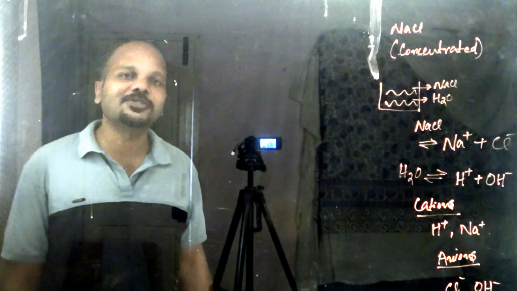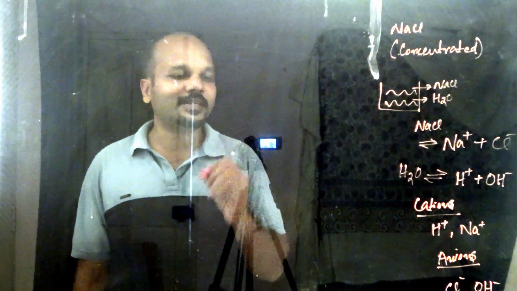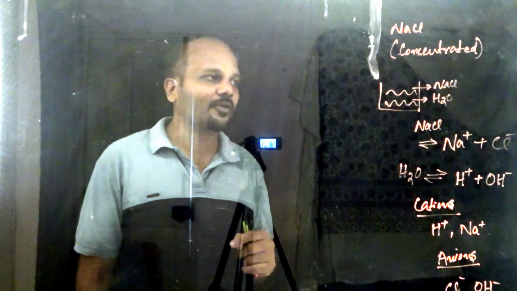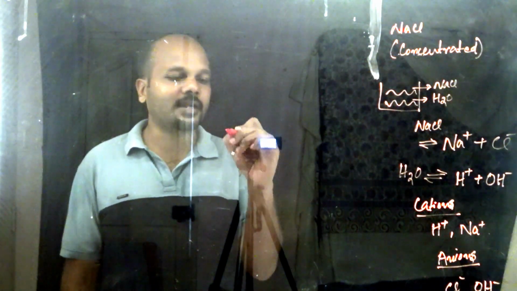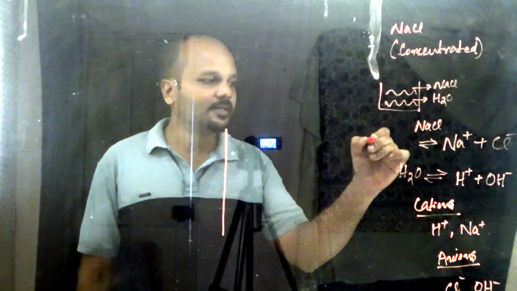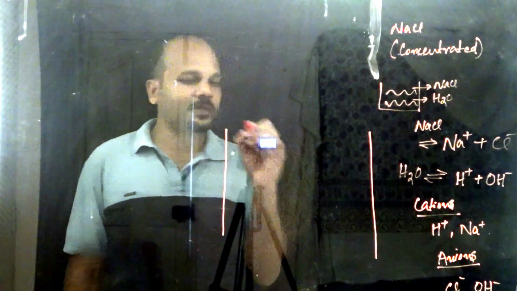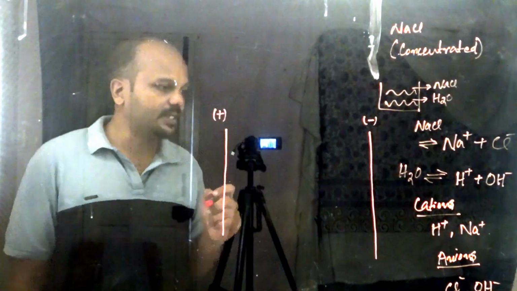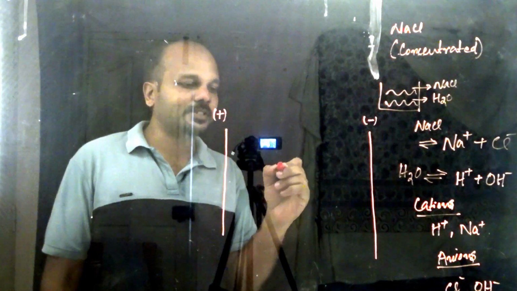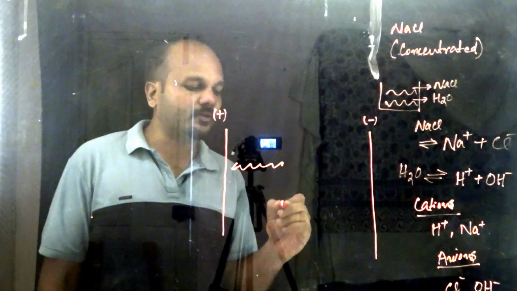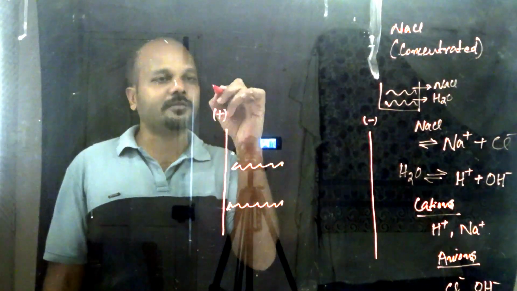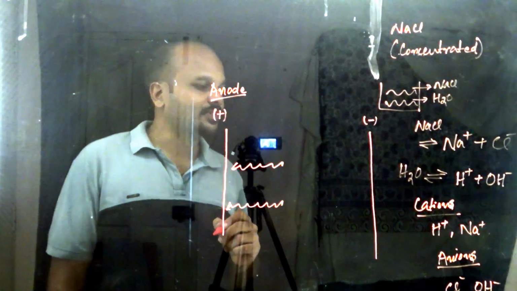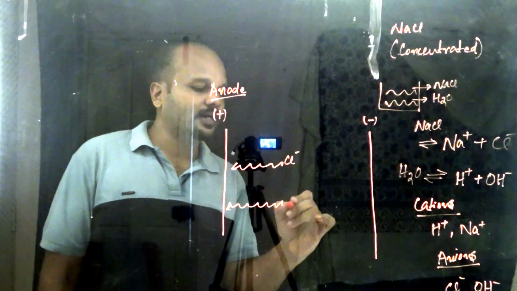So let's see what is going to happen when there is an electrolysis of sodium chloride. Not molten, a concentrated solution of sodium chloride. So this is the positive and this is the negative electrode. Two negative ions can pass towards the positive electrode, which is nothing but the anode. The negative ions are Cl minus and OH minus.